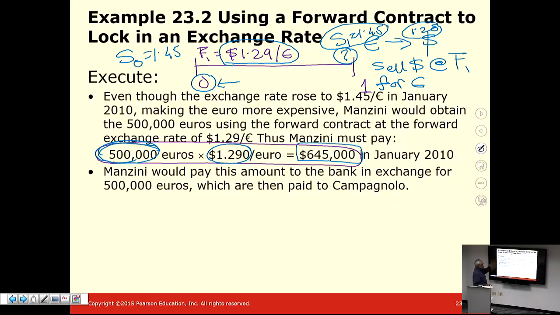And that's the benefit of a forward hedge, that you are guaranteeing yourself that a year from now, January 2010, regardless of what the currency does in the open spot market, your payment is guaranteed at 645,000. Thus, you have removed uncertainty. Or, stated another way, you have hedged against the uncertainty in the foreign exchange market.